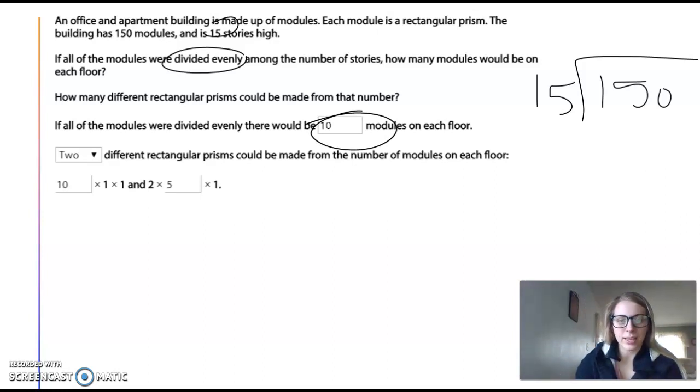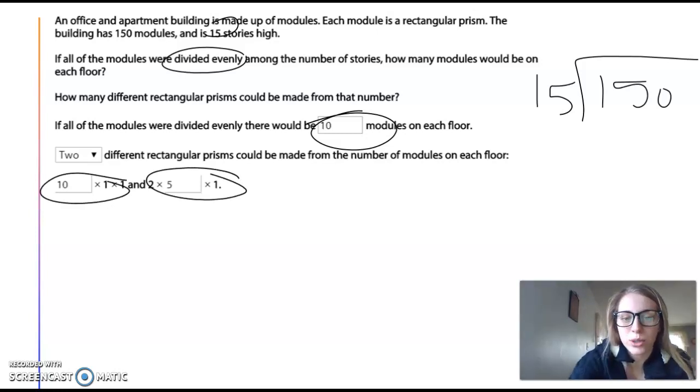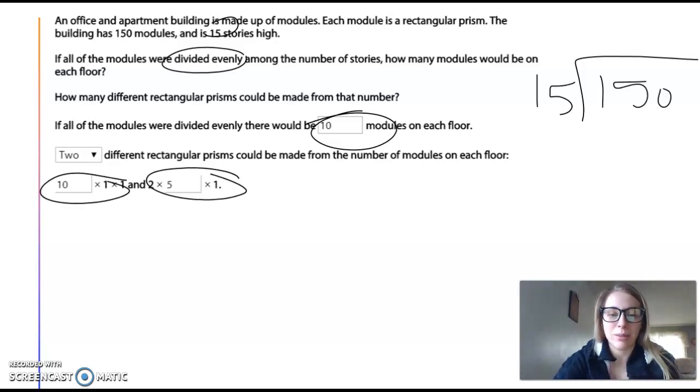Then this next part kind of stumped me. I was tricked on how I was supposed to figure it out. It asks how many different rectangular prisms can be made from the number of modules on each floor. I had the option of 1, 2, or 3, but then I looked down here and saw that there were only 2 different options, so I knew that the answer had to be 2.